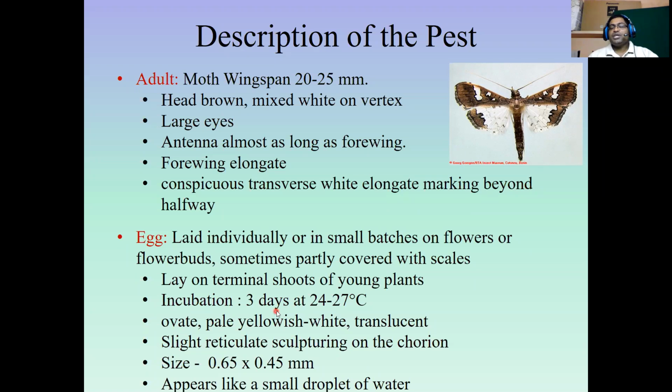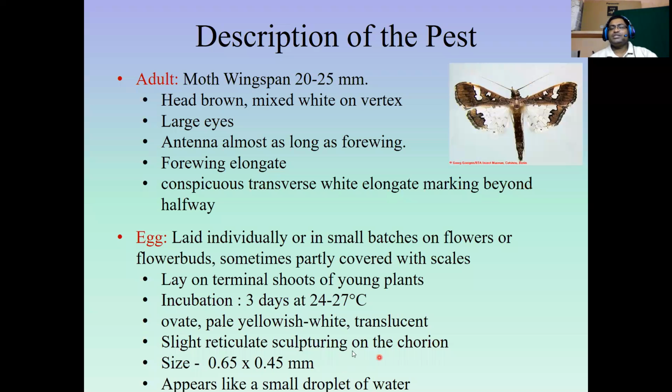The incubation period is 3 days at 24 to 27 degrees Celsius, and it varies with temperature. Eggs are ovate, pale yellowish white, and translucent. Translucent means like sago pearl, but not a pure white. It's a translucent off-white color, with a slight reticulate sculpturing on the chorion. You can find the chorion sculpturing if you are observing the egg under a microscope.